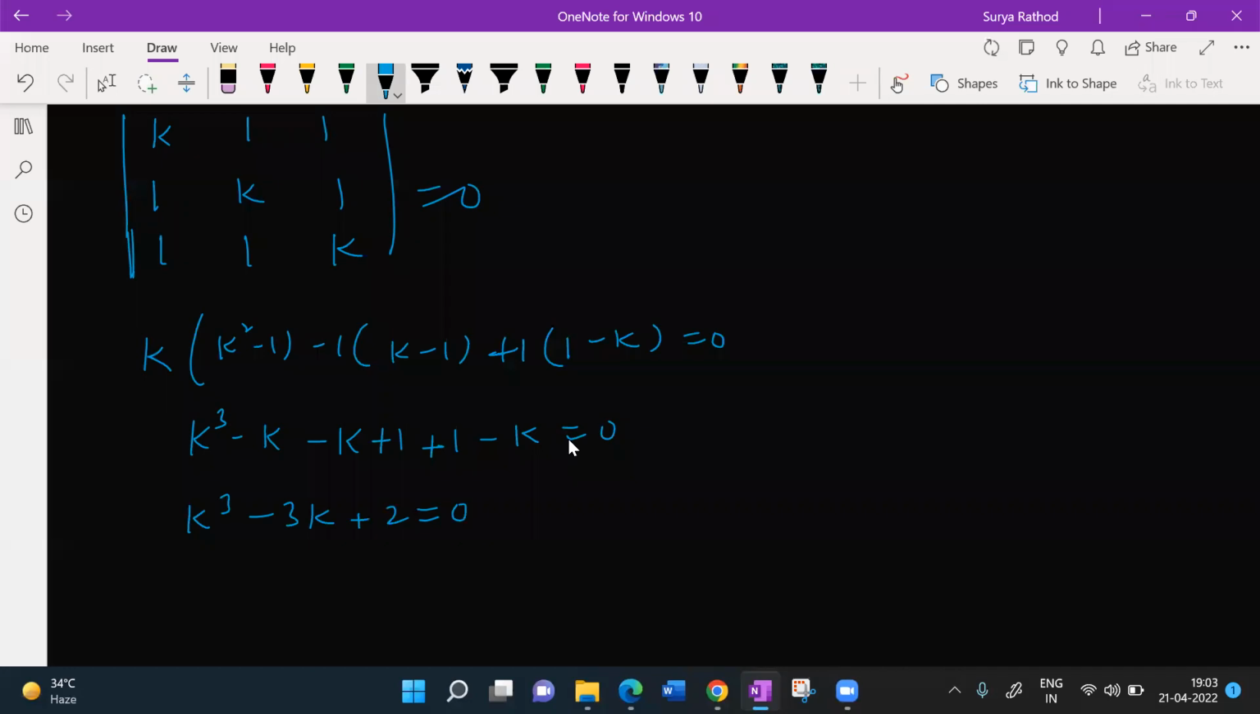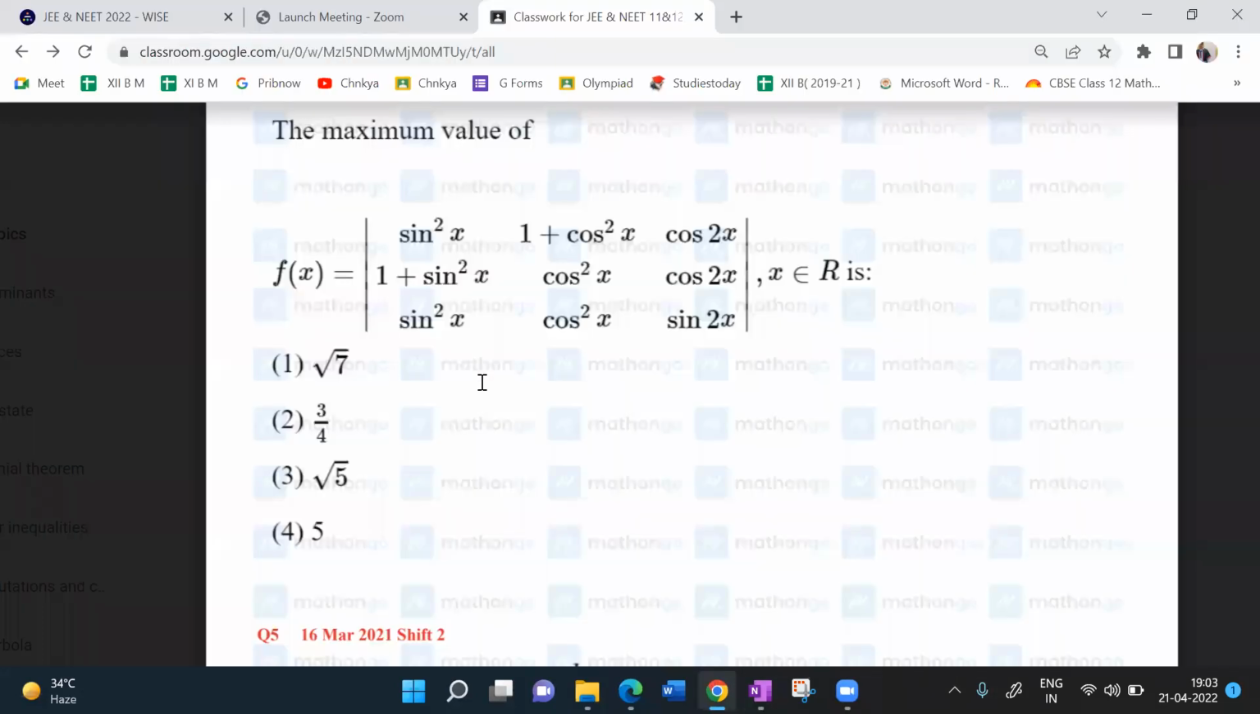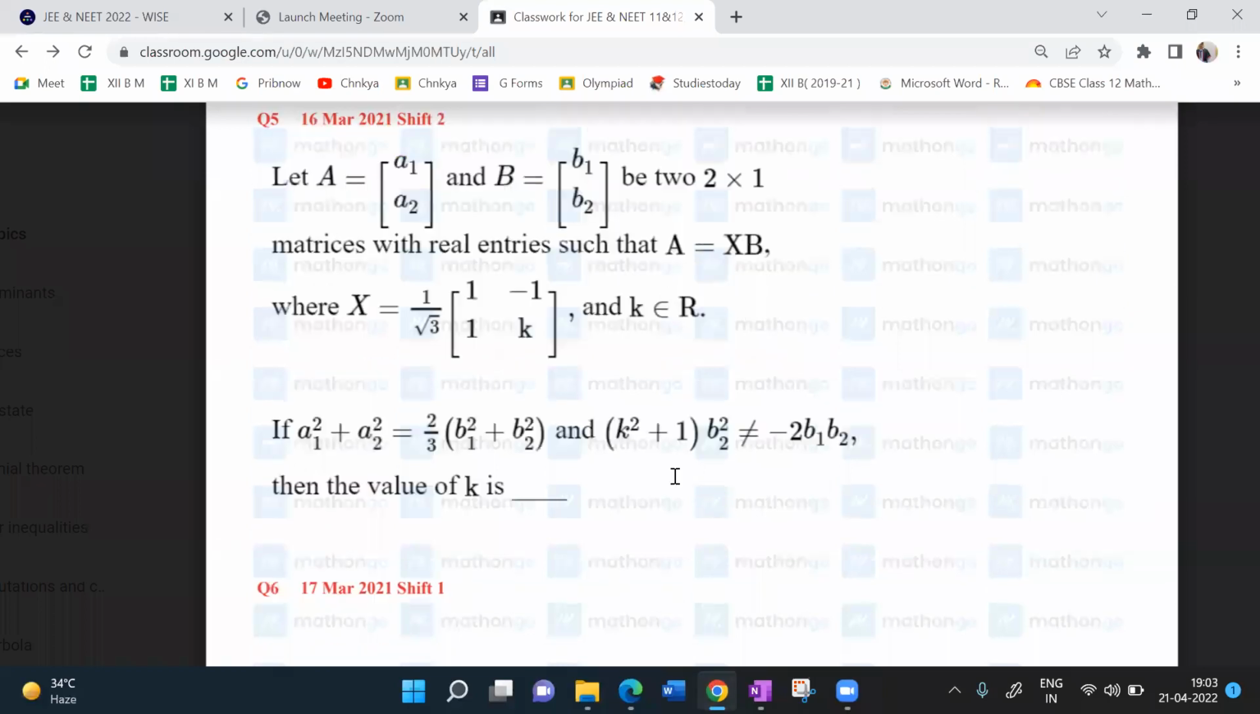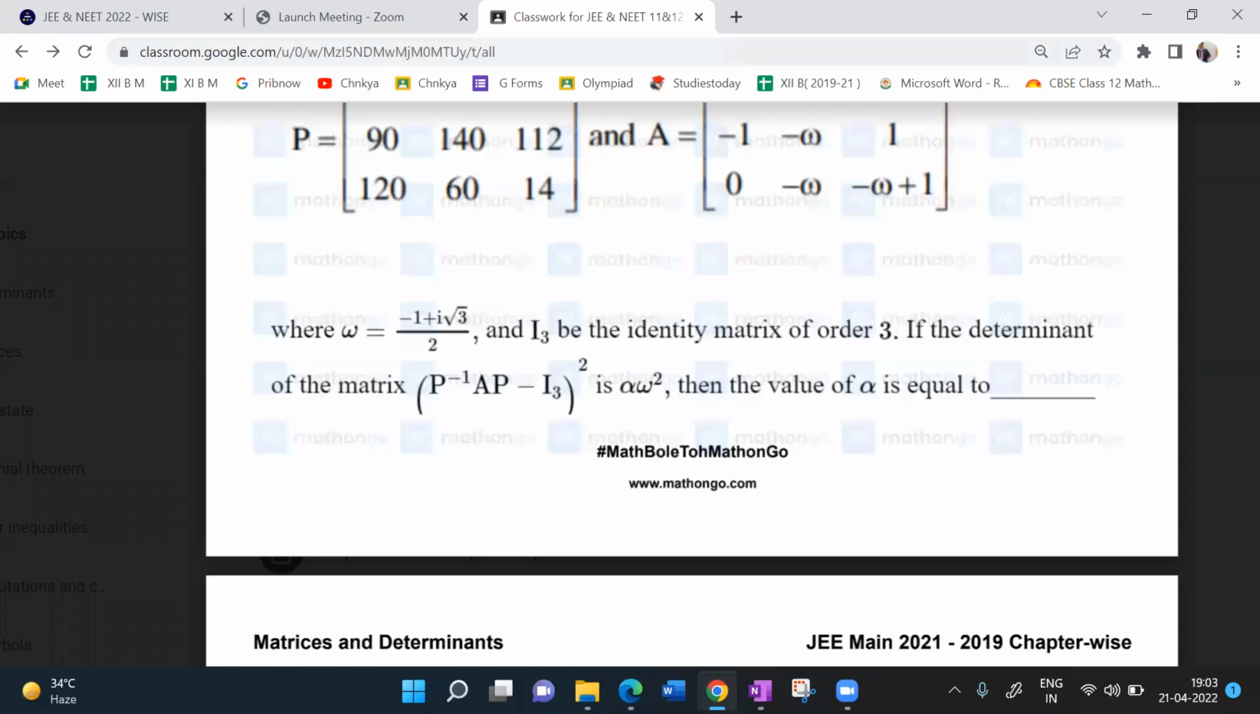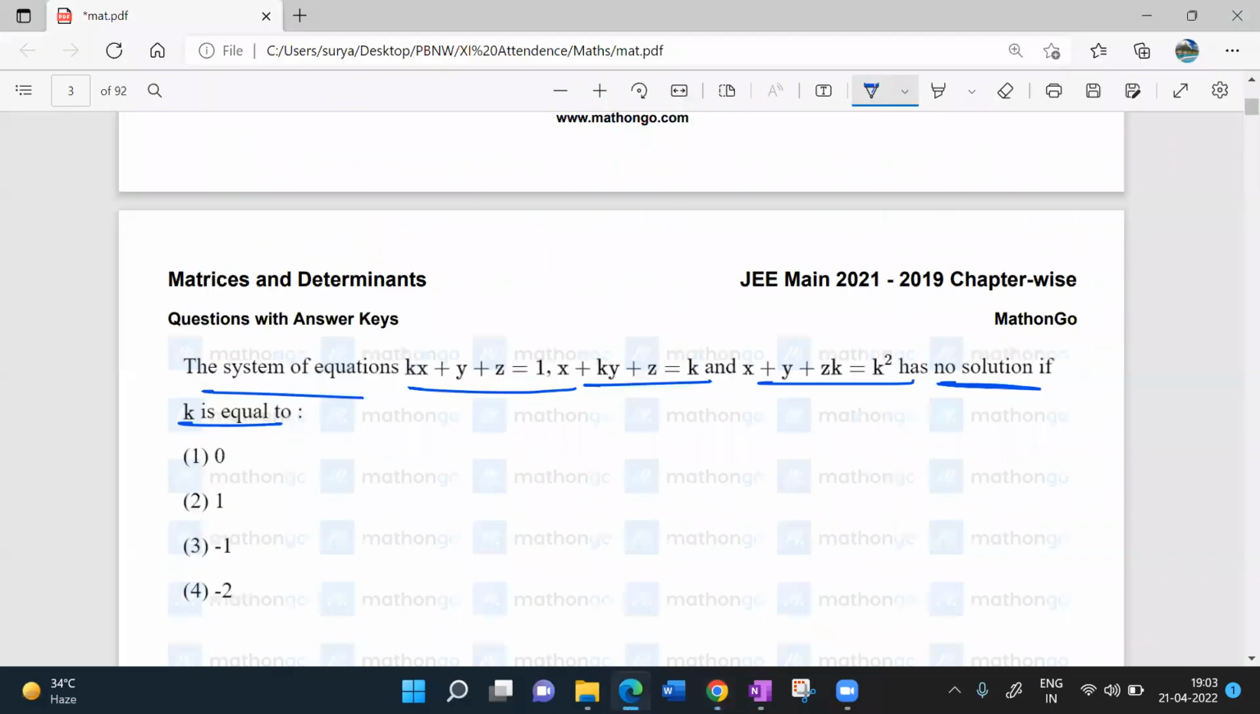And see here, it is going to satisfy when k is equal to 1. Is it going to satisfy? Check. 1 minus 3 into 1 plus 2 is equal to 0. So minus 2 plus 2 is equal to 0. So 0 is equal to 0. This is the answer. The question is: if k is equal to 1, it has no solutions.